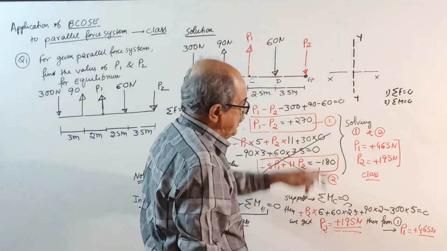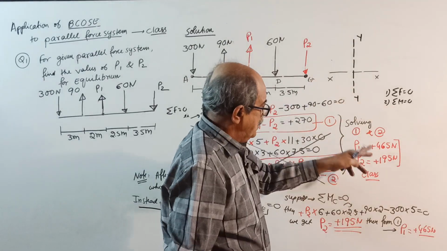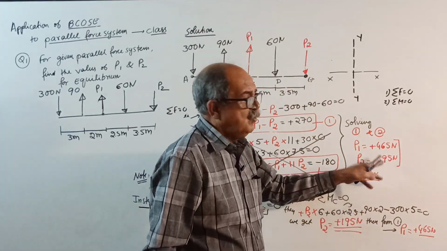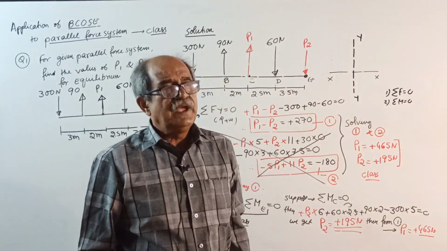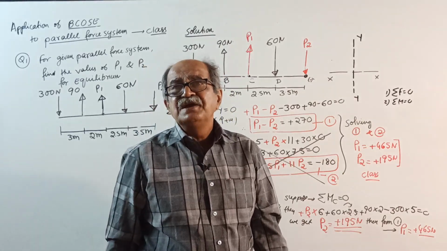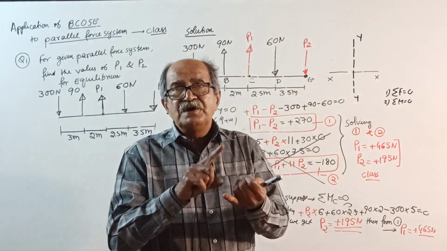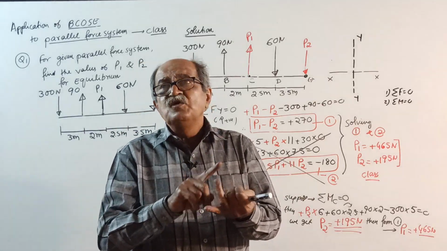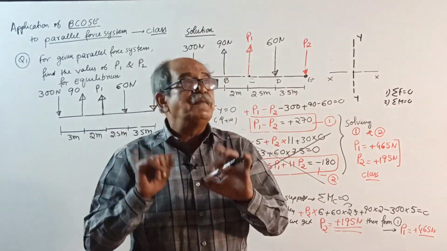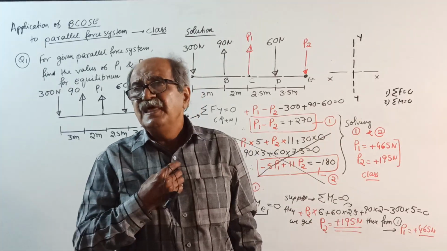Substitute in equation 1, P2 will come: 195 kilonewton. Okay, now the last question of this application of basic conditions of static equilibrium for coplanar force systems. First one is concurrent, then general coplanar and parallel, in systematic order, when unknowns are given by them. Next we will go to some other part. I will prepare the next question, then I will solve it.